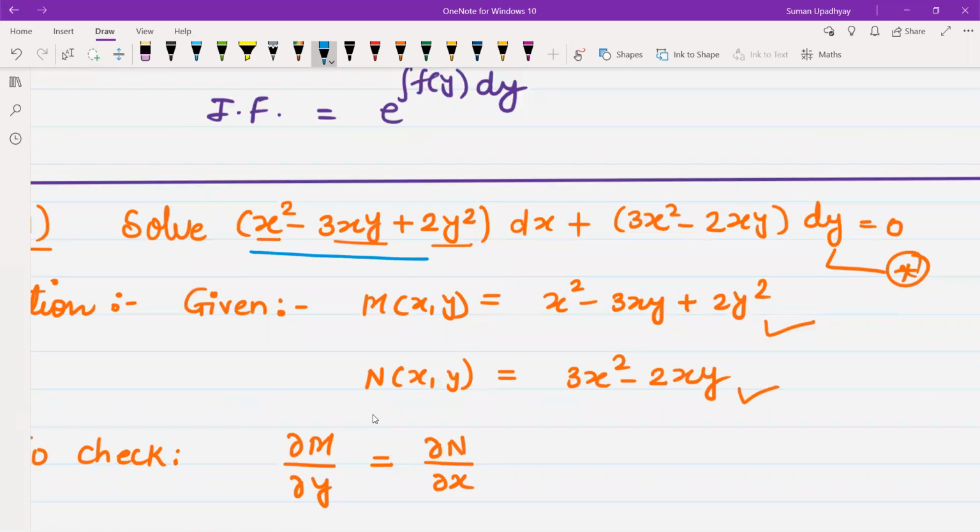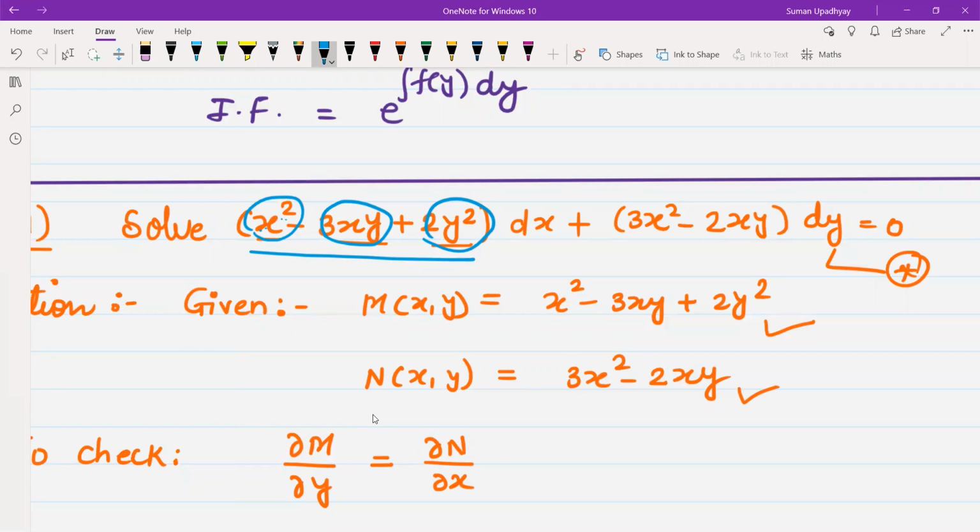Okay. See here. This is my given differential equation. So I have to check whether the given differential equation is homogeneous or not. How many terms are there? You can see over here: 1, 2, 3. There are 3 terms present. We will look at the degree of the variable over here. Now, in this first term, the degree of the variable is 2. Here, x is a variable and its degree is 2.